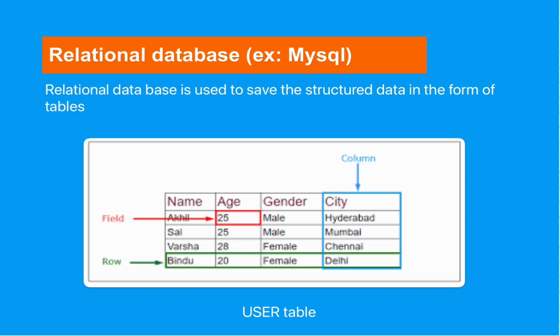They are built around the idea of tables. If you think about a relational database, it is like a giant spreadsheet. Each table is a collection of rows and columns, and each row represents a record, while each column represents a data field. So for example, in the user table, name, age, gender, city are the columns, and a particular row like Bindu, 20, female, Delhi represents the specific user info. Some popular examples of relational databases are MySQL, PostgreSQL, and SQLite.